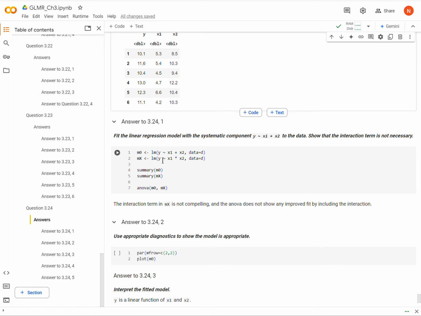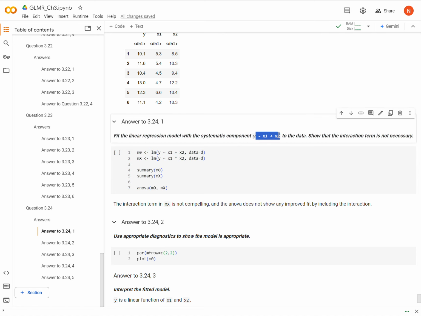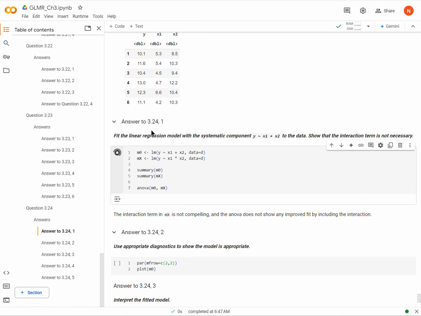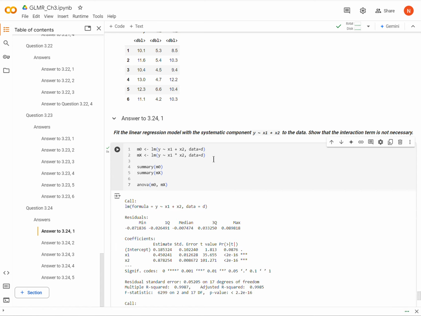Okay, so part one here is we need to fit a linear regression model of y equals x1 plus x2. Show that the interaction term is not necessary. Okay, so I have a model that's just like they said. And then I have modified the model by using, instead of a plus, a multiply. So this will give us both additive terms as well as the interaction term. And then we'll look at the summary output, and then we'll also compare the two models with ANOVA. Okay, so we run that.